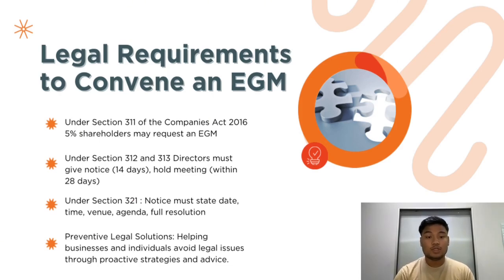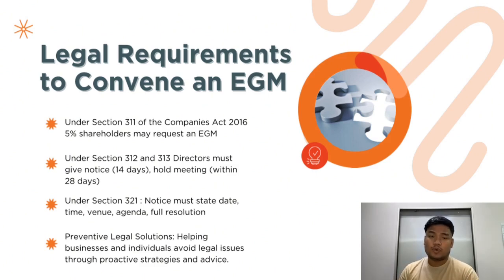Now, let's move into the legal requirements for convening an EGM, especially for a private company like XYZ. So this is the first issue that we're going to talk about. Under section 311 of the Companies Act 2016, members holding at least 5% of the company's paid up capital can requisition an EGM. Once the company receives the request, under section 312, the directors must issue a notice within 40 days. Next, section 313 states that the meeting must be held within 28 days after the notice is issued.